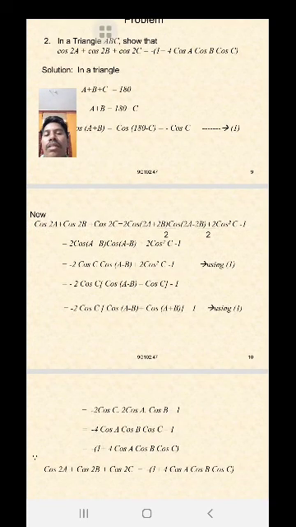Now take the LHS and apply the cos C plus cos D formula for the first two terms, and in the last term, the third term, apply the cos 2A formula, that is 2 cos square theta minus 1.